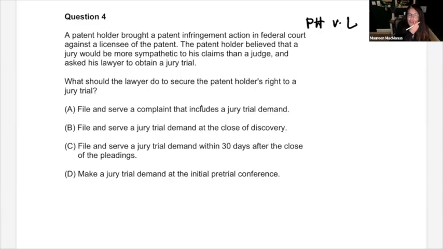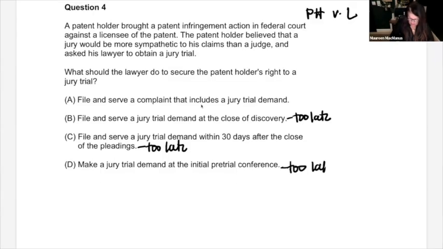File and serve a jury trial demand at the close of discovery. This would probably be too late. File and serve a jury trial demand within 30 days after the close of the pleading. So maybe people like that it said 30 days, but what follows is problematic. After the close of the pleadings, that's probably too late. Make a jury trial demand at the initial pretrial conference. This could also be too late. So here, the first thing you're going to do is file a complaint that includes a jury trial demand. So do that because it's the first filing.